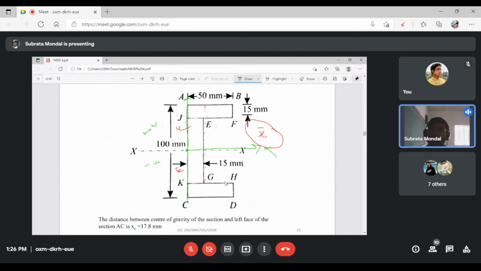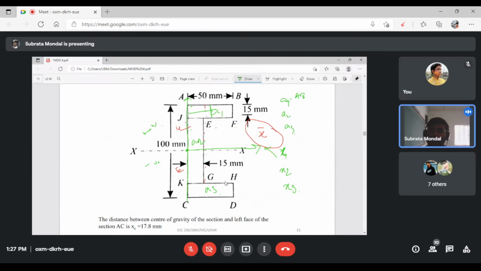Okay, so basically here what you need to calculate is a1, a2, a3. If you consider a1, this portion is a2, this portion is a3. And individually, not y, it will be x1, x2, x3, right? So for x1 you have to calculate what will be the center for this particular A, B, F, J.